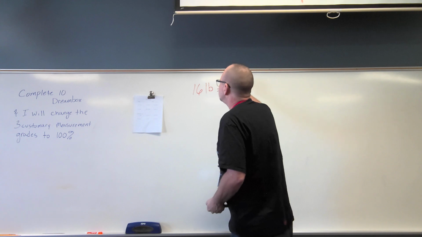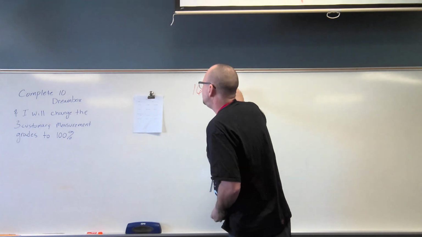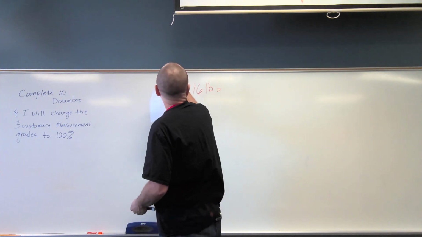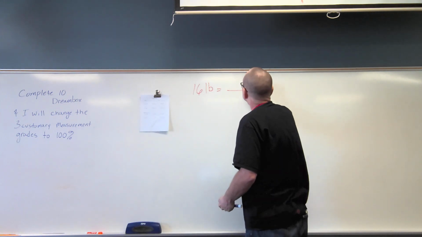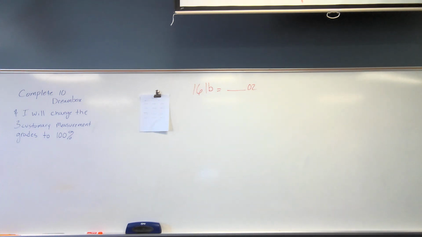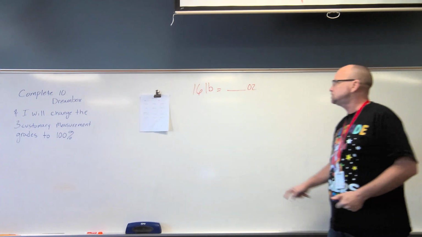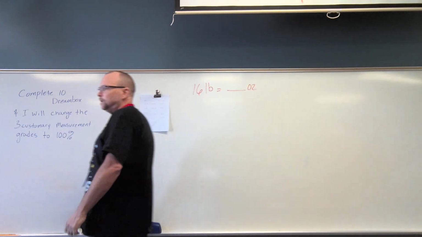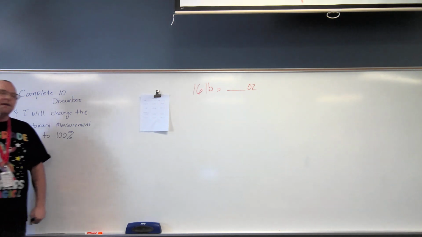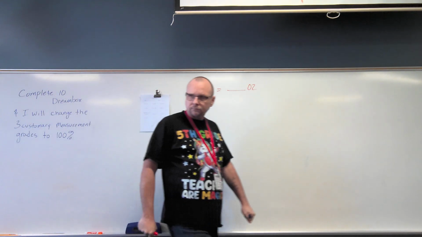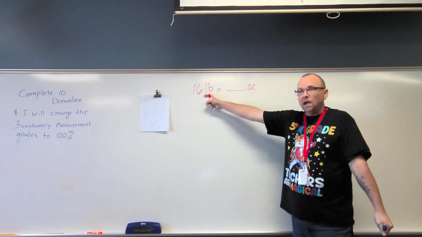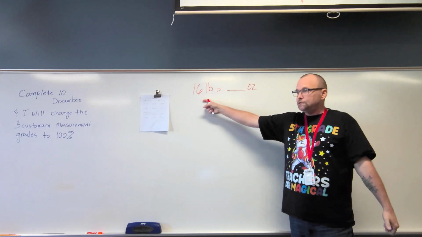And equals blank ounces. These are fluid ounces, not weight ounces. Nope, these are weight ounces, not fluid ounces. Weight ounces, not fluid ounces. So now we have to change what, Dallin? Pounds to ounces. Good.